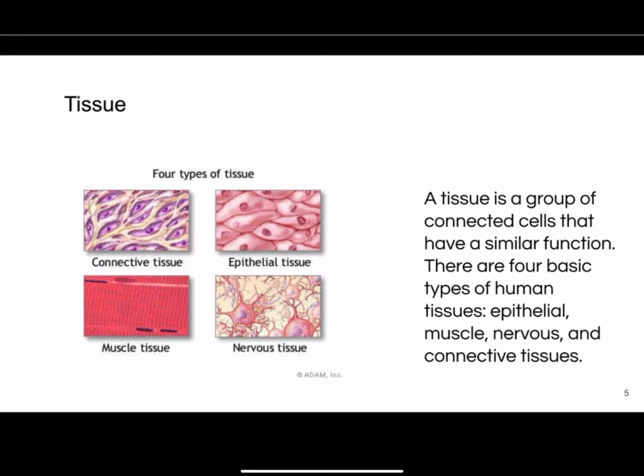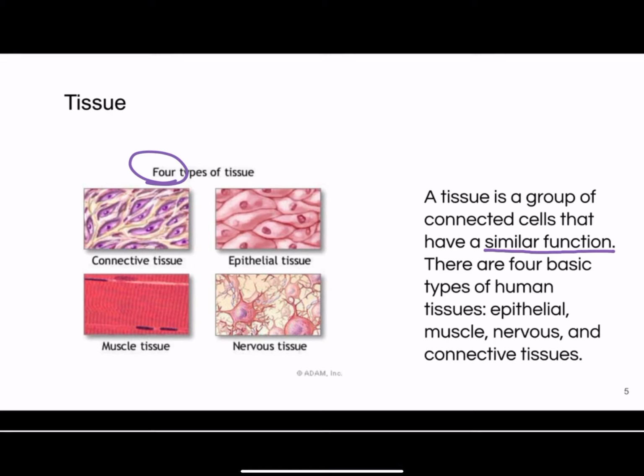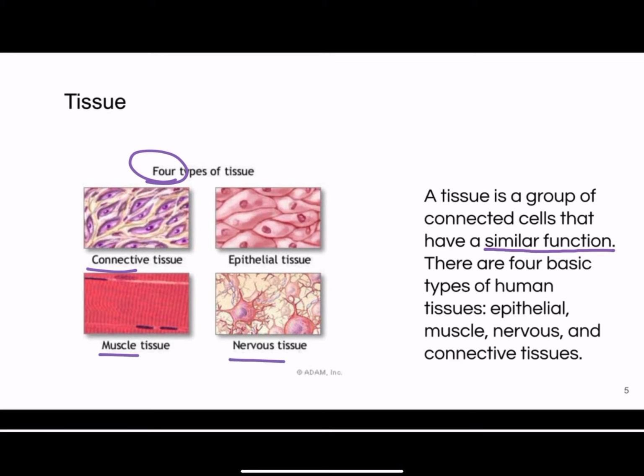The next level is tissues. When we have a group of cells that are connected and working towards a similar function, we call that a tissue. We actually have four different types of tissues. We've got connective tissue, muscle tissue, nerve tissue, and epithelial tissue.